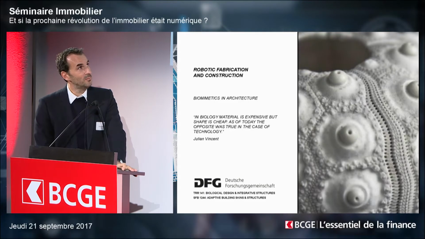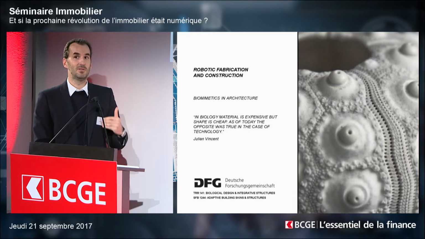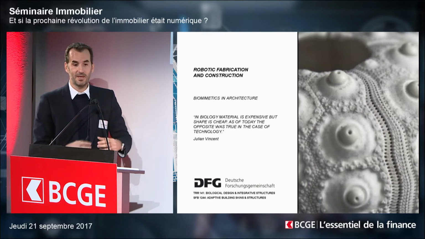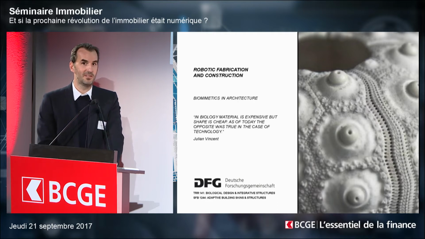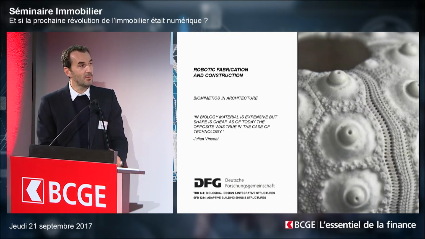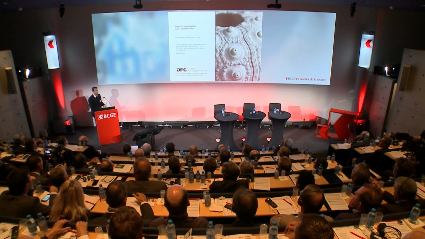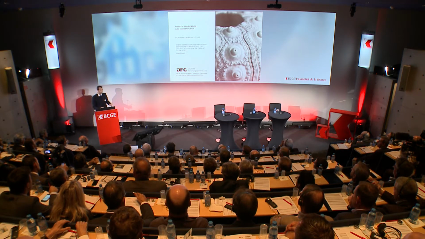It's also one of my favorite quotes: in biology, material is expensive, but shape is cheap. And that means material is expensive for an organism to produce. It takes a lot of metabolic energy, but it can actually be freely formed. As of today, the opposite was true in the case of technology. Now, arguably, if we really take robotic fabrication seriously, this no longer applies, and we can get a lot of shape, and as a consequence, we should be able to build with a lot less material.